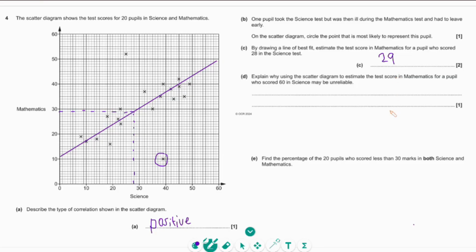Explain why using the scatter diagram to estimate the test score in mathematics for people who scored 60 may be unreliable. It's outside the data range. You see the data really only goes up to 49 in science here. So I'm going to put out of data range.